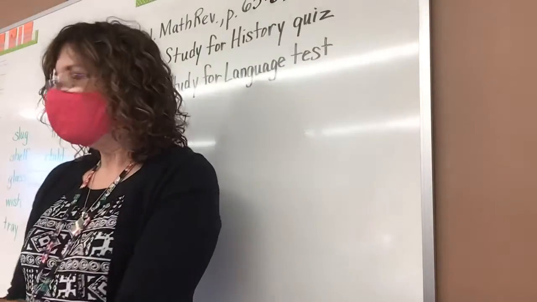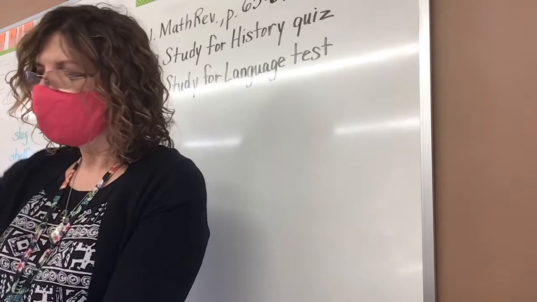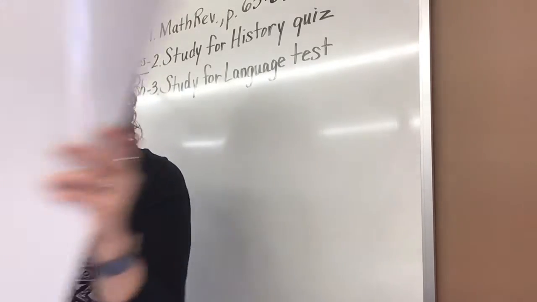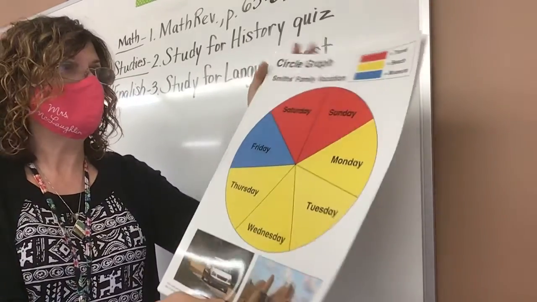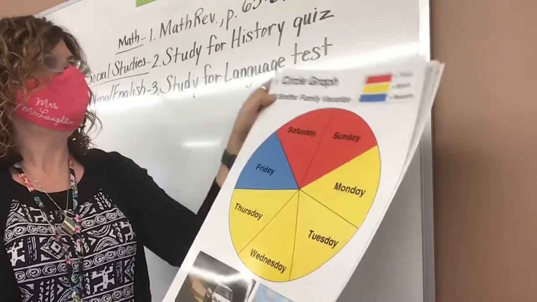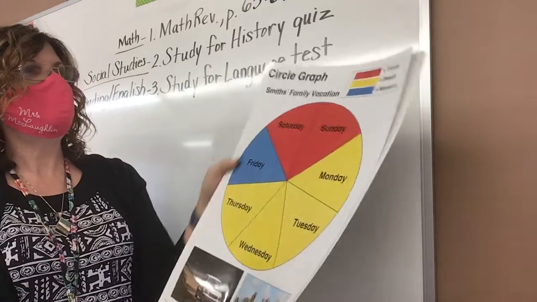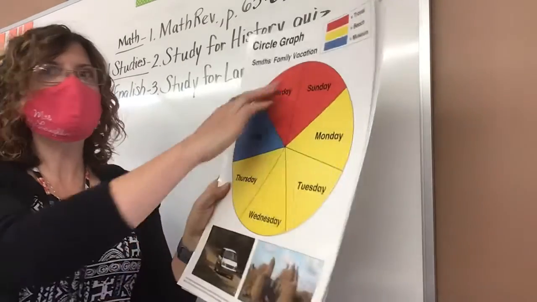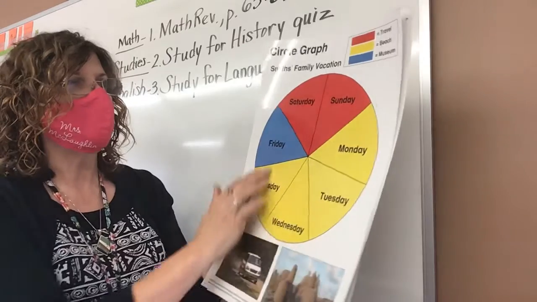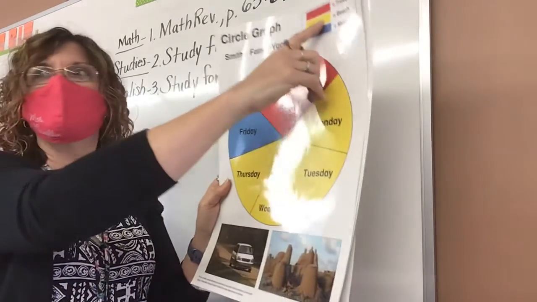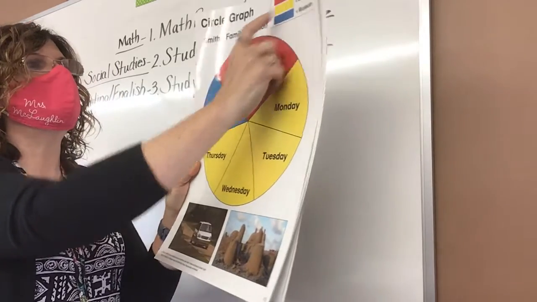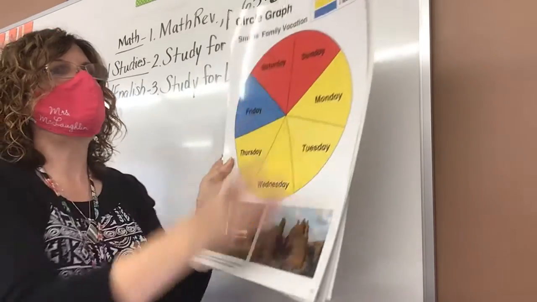Okay? And today we are going to do what's called a circle graph. Some people actually call it a pie chart, because it looks like a pie. But we're going to call it a circle graph. And what they're doing here is the Smith's family vacation. Alright, so it has the days of the week going around the circle graph. And then they have colored key codes. So up here it says the red part is the time that they traveled.